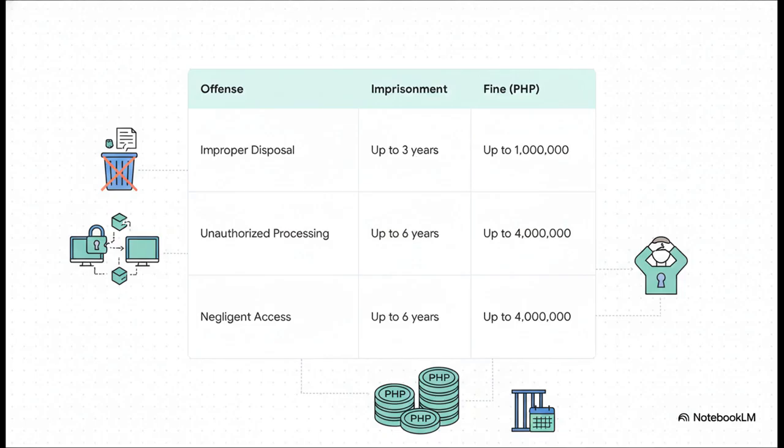So, as you can see from this table, different mistakes have different but always serious penalties. Just throwing sensitive documents in the regular trash instead of shredding them, that's improper disposal, and it could land you up to 3 years in prison and a 1 million peso fine. And look at the other 2. Doing something with data you weren't supposed to or accessing it through carelessness, that's up to 6 years and 4 million pesos. These are not just slaps on the wrist.